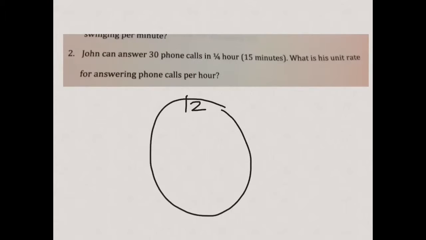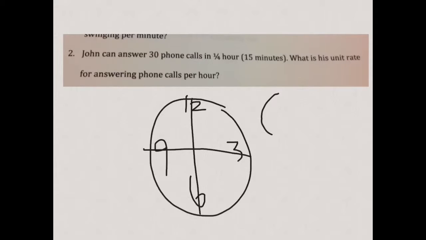You have your 12, 3, 6, 9. Now if we look at it, it's in 4 pieces. Now, how many minutes are there in an hour? 60 minutes. Here's 1/4, that's 15 minutes.